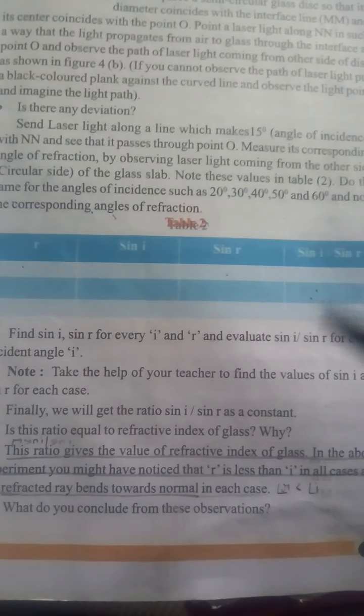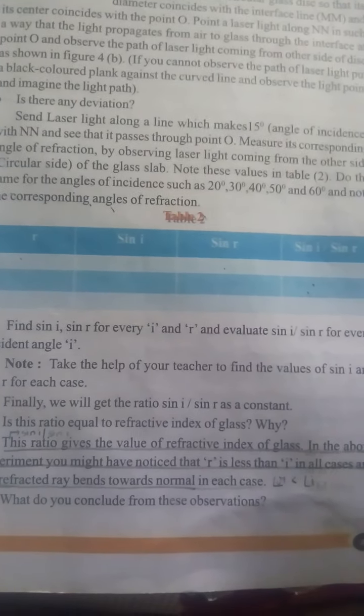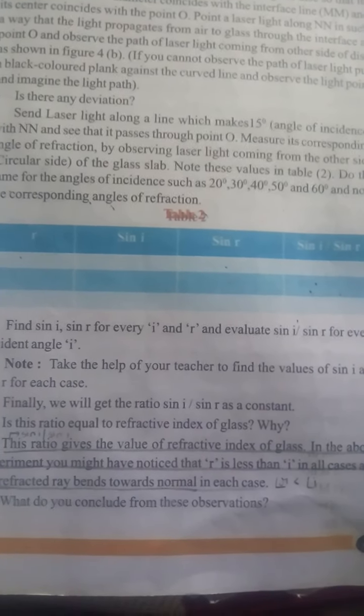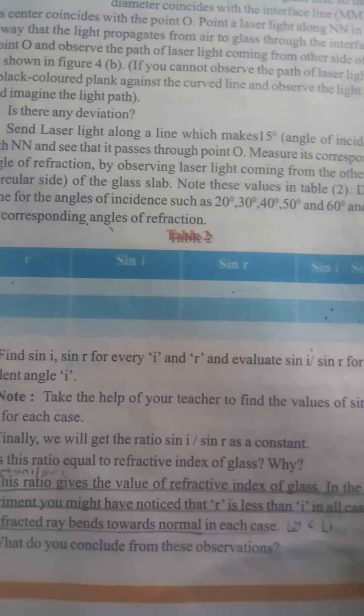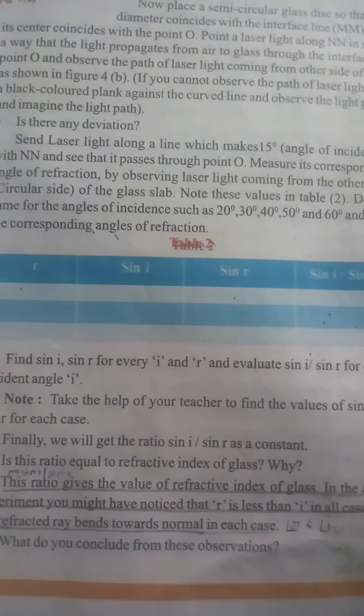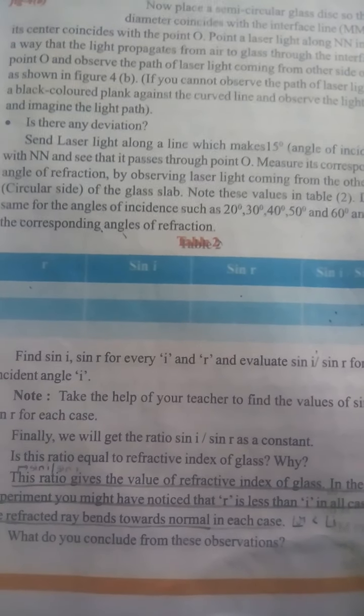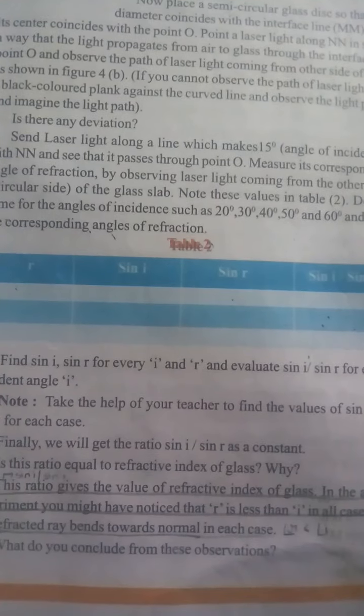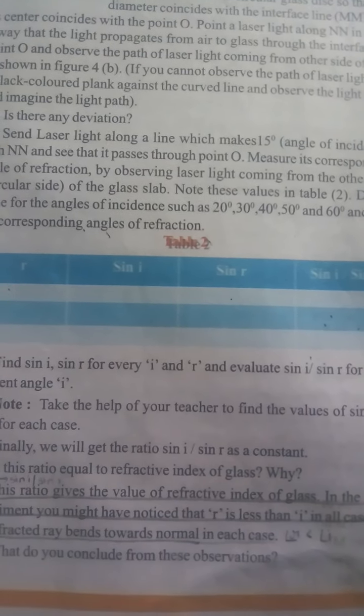Evaluate sin I by sin R for every angle of incidence. We get sin I by sin R as a constant. That is the relation between angles of incidence and angles of refraction. The ratio of sin I by sin R is called the refractive index.